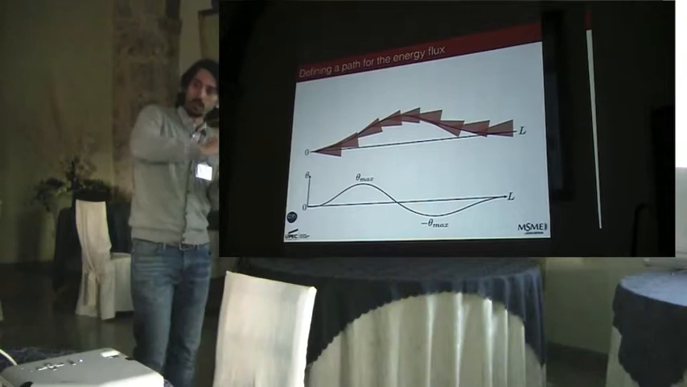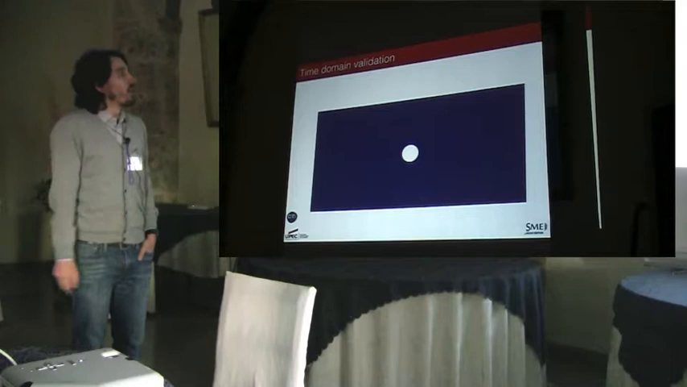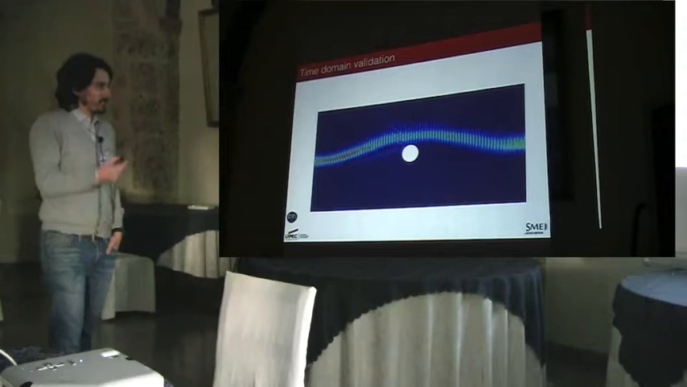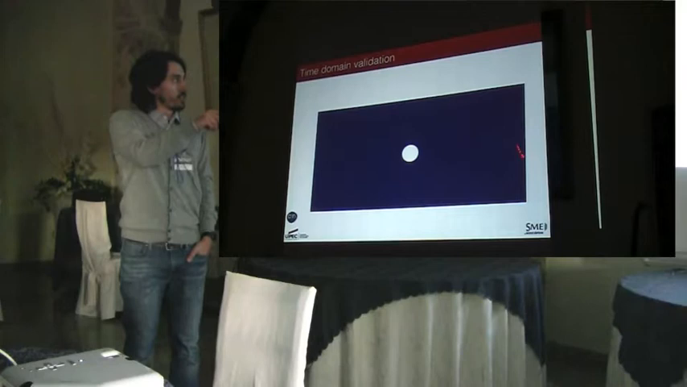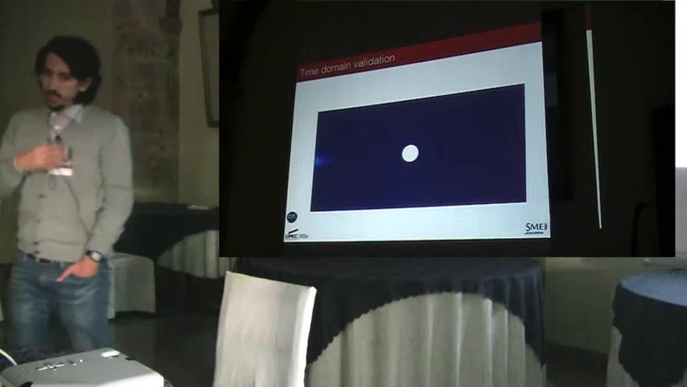And we can put a hole inside, for instance, so the wave can go past the hole. It's not really cloaking, but you cannot see the hole, for instance, as almost all the energy is going here. Here you have some effect because of my simulation. This is a second gradient, this is a strain gradient simulation.